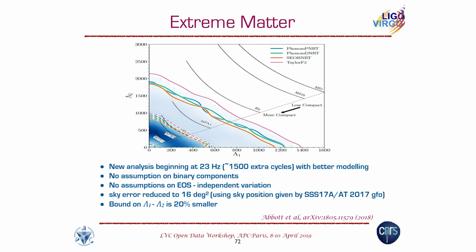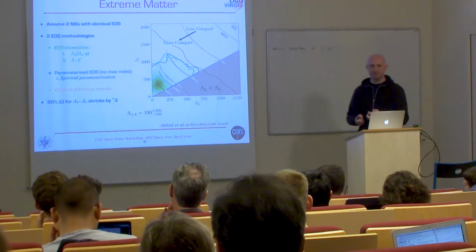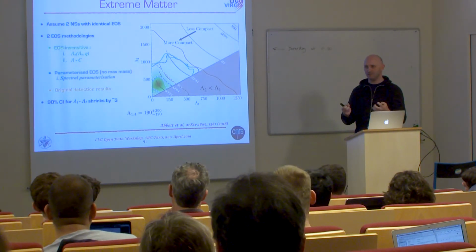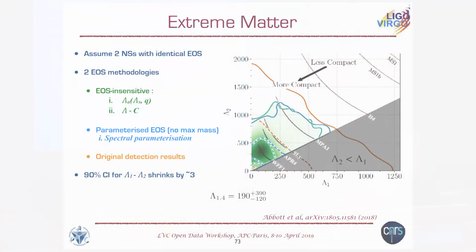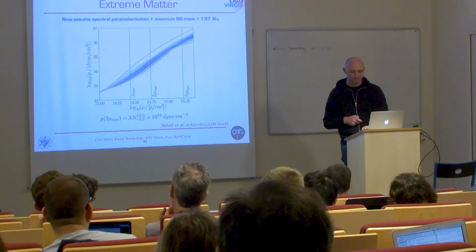We also use the fact that now we have an EM counterpart to localize the system in the sky. And the bound on the tidal deformability became 20% smaller. And then we did an even better analysis where we assumed that both neutron stars had identical equations of state. We folded in the information from observation, etc. And the final result that we have at the moment is that the tidal deformation of a 1.4 solar mass neutron star is 190 plus these errors. So down from the original something less than or equal to 900.